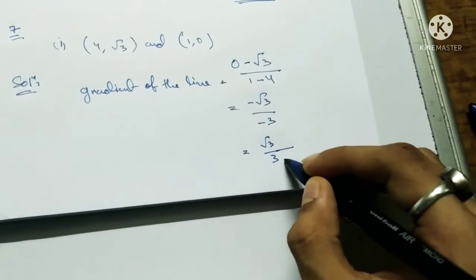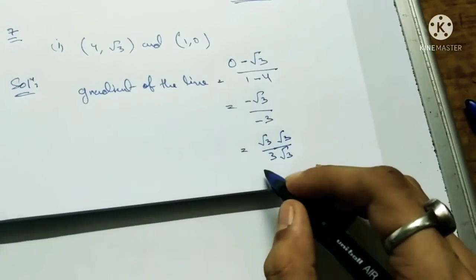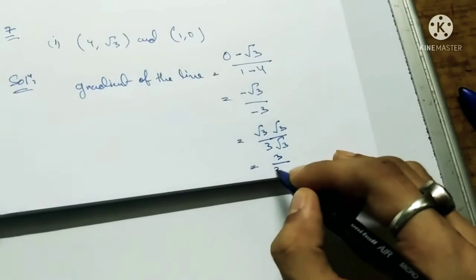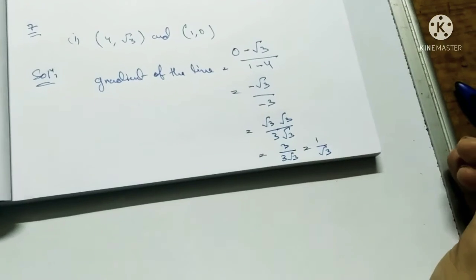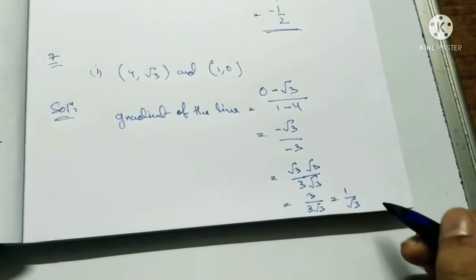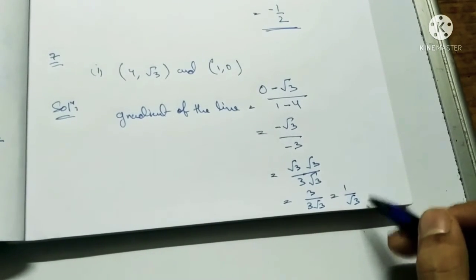If I multiply both sides by root 3, this is 3 by 3 root 3, which equals 1 by root 3 I will get. Finished. Gradient of the line is 1 by root 3.